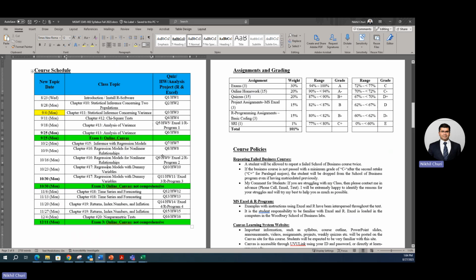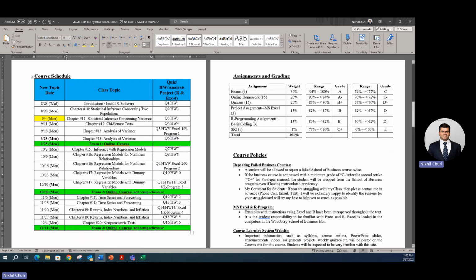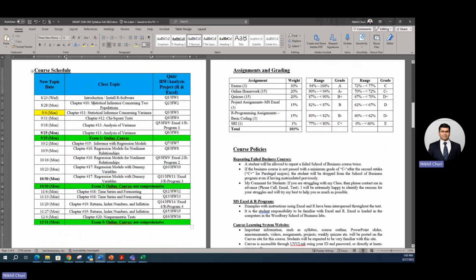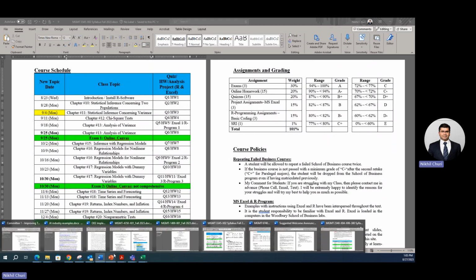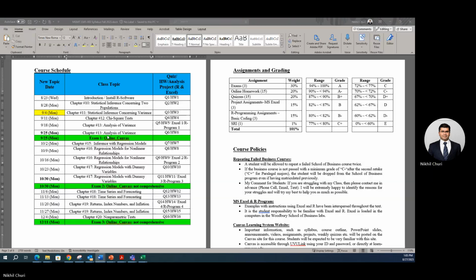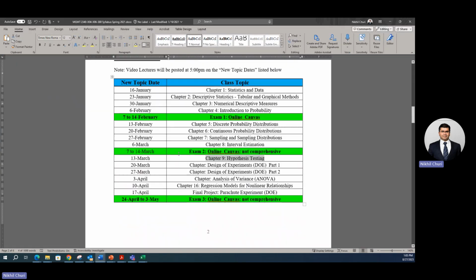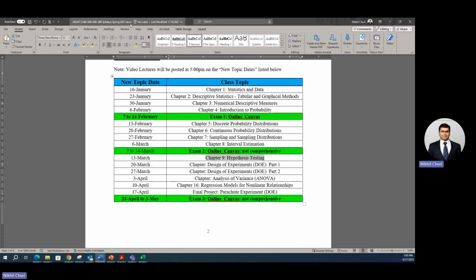One more thing I will emphasize is that this is the Business Stats 2 class. The first couple of chapters, statistical inference concerning two populations and variances, are more of a carry forward of what we learned during our Business Stats 1 class, which is 2340. So I'll just pull up the syllabus. This is a very old one; the last time I taught was in 2021. So, this is the syllabus.